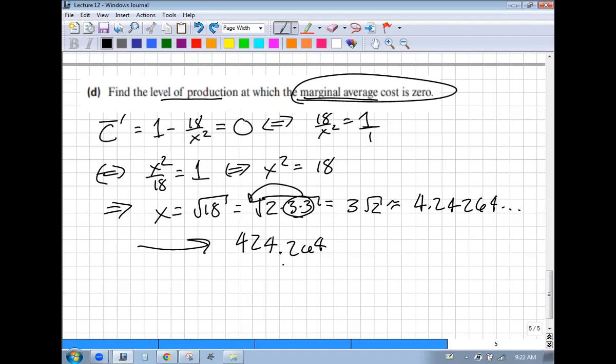So find the level at which marginal average cost is 0. I'm not sure which way they want us to round this, up or down, right? Because y'all are doing my math lab and they'll only accept one answer over the other, right? Yeah. So what do y'all think? Should we round up or down? Which makes more sense?